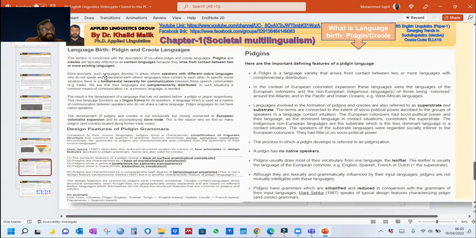More precisely, such languages develop in areas where speakers with different native languages, who do not speak and understand each other's languages, have contact with each other in a specific social situation. There is a fundamental necessity for communication between these speech communities, for example, trade. We say that their languages are complementarily distributed. In such a situation, a common means of communication, that is, a common language, is needed.